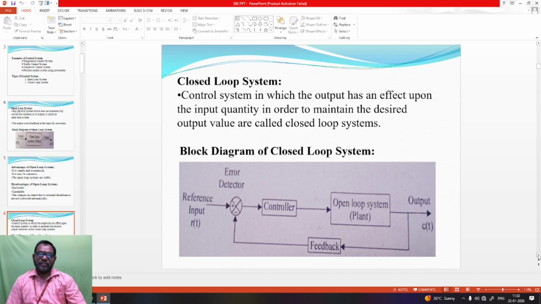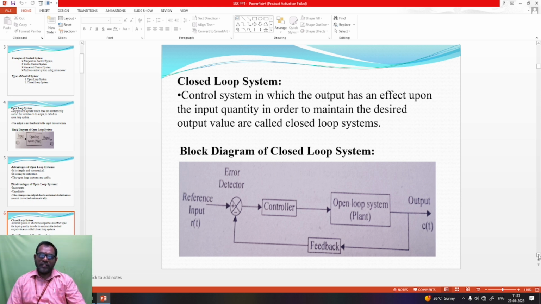A closed loop system is one in which the output has an effect upon the input quantity in order to maintain the desired output value. So this is the definition and the block diagram of a closed loop system. In order to maintain the desired output, we need some standard and a particular output. We need to decide the output value with respect to the input value. So we need to change the input, and also we have to get the output efficiency to be more with respect to input. So you see the block diagram of the closed loop system.